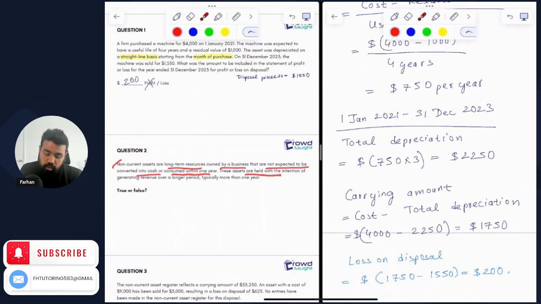These assets are held with the intention of generating revenue over a longer period, typically more than 1 year. Is this statement true or false? Now, this is basically the definition of a non-current asset. The reason we call this non-current asset is because we want to use these assets in our business for more than 1 year. If it was for less than 1 year, then we would call that a current asset.